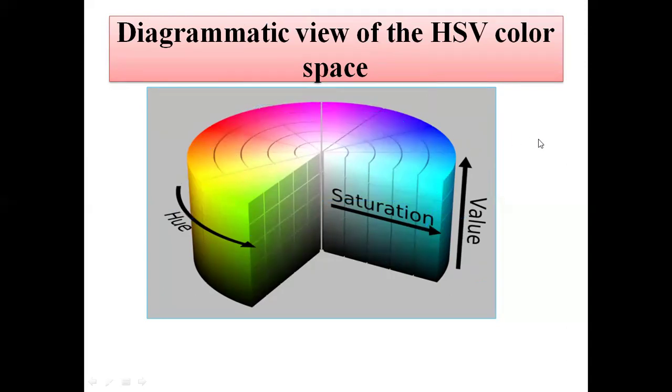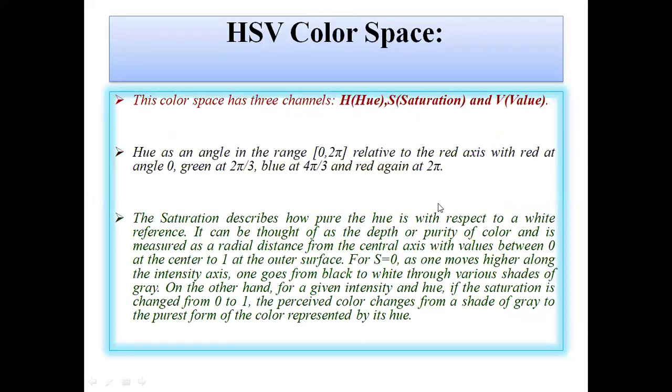Now, I hope this color space is clear to you. The advantage we get in this color space is that for the colors we have a separate H channel, an S channel for the purity of the color, and a V channel separately for the brightness values. So this gives us an additional advantage over other color spaces like RGB.